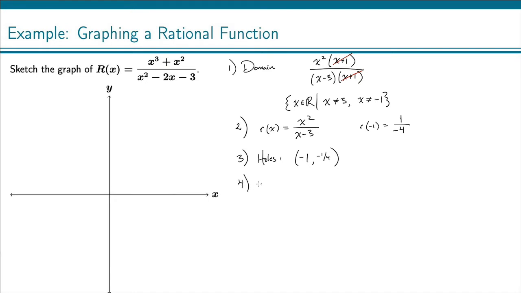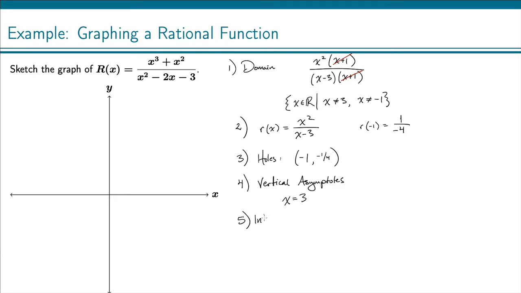Next, we want vertical asymptotes. We get vertical asymptotes from the zeros of the denominator of the reduced form. So here's our reduced form. Our denominator here has a 0 at x equals 3. So that's a vertical asymptote.